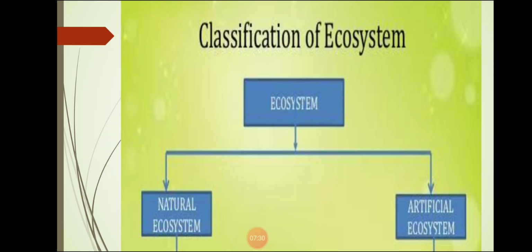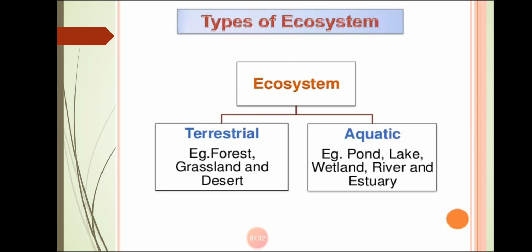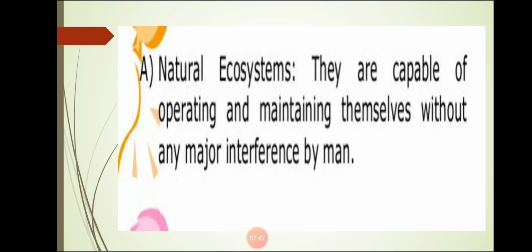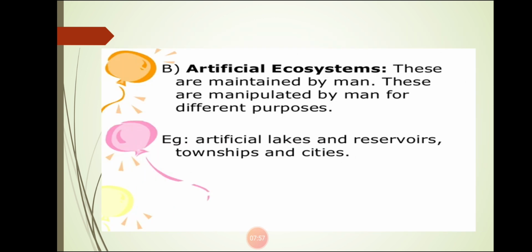So there are two types of ecosystem, terrestrial ecosystem and aquatic ecosystem. And when classification goes on, again there are two types, natural ecosystem and artificial ecosystem. When it is natural, it is completely operated by nature itself, with no human interference. And artificial ecosystems are maintained and manipulated by man, which means there will be human interference.